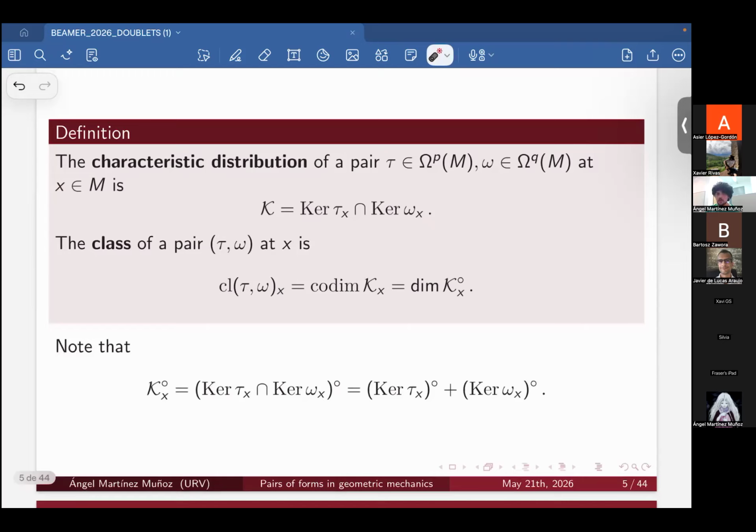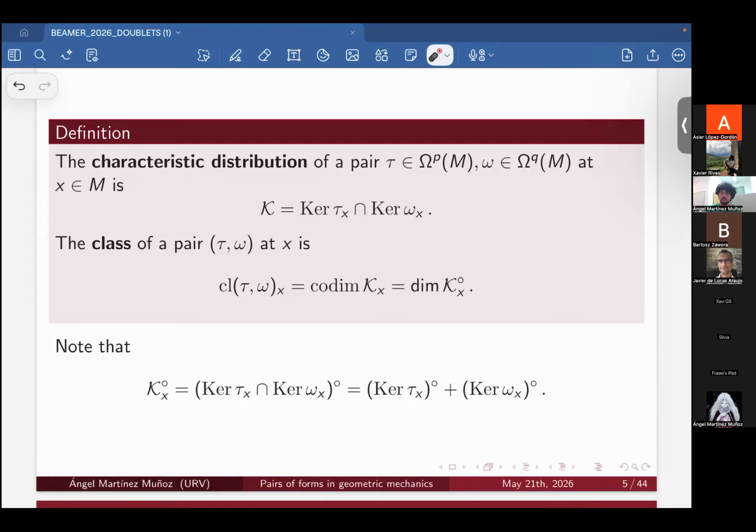Excuse me, this may not be a regular distribution. You are assuming the class to be constant? Yeah, constant, right? Well, right now I'm just talking at a point, but yes, we will assume that they are all regular distributions. I think it's in the next slide. So right now this is just at a point.